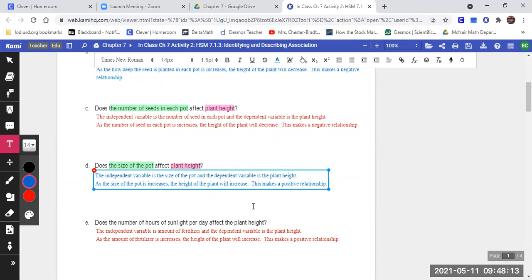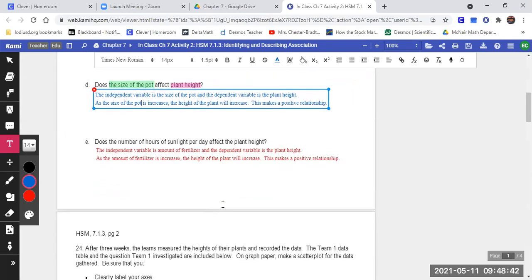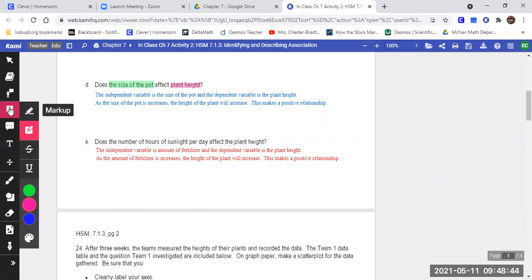It's almost the reverse of the last one. Because if we have a whole bunch of seeds, they're taking up space, right? So if you have more room, will the plant grow bigger or will the plant stay the same? If the pot is bigger, will it grow bigger or stay the same? Bigger. So the height of the plant will increase? Okay, so that's good. And that is a positive. So we're done. We didn't have to change too much on that one. Okay.